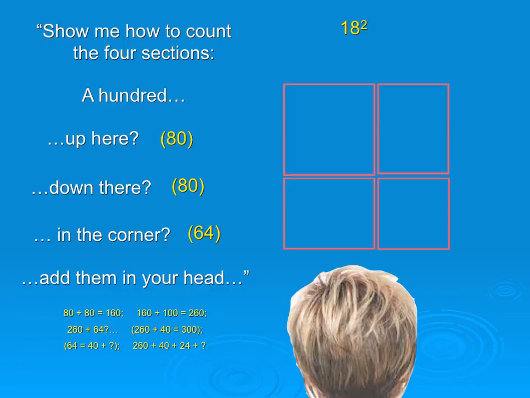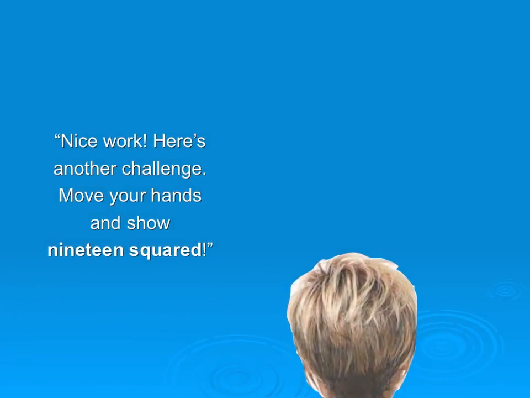Well, it would be easier if we did 260 plus 40. That'd make 300. So we've used up 40 of the 64. 64 is 40 plus what? 24, right. So 260 plus 40 plus 24, 324. Nice work. Here's another challenge. Move your hands and show 19 squared.